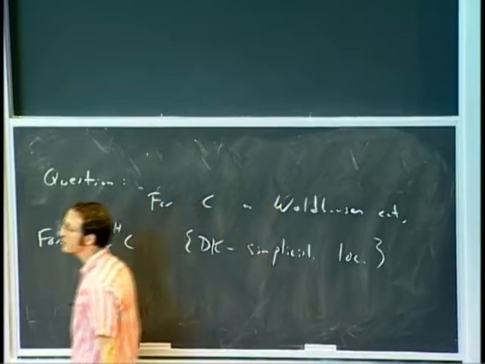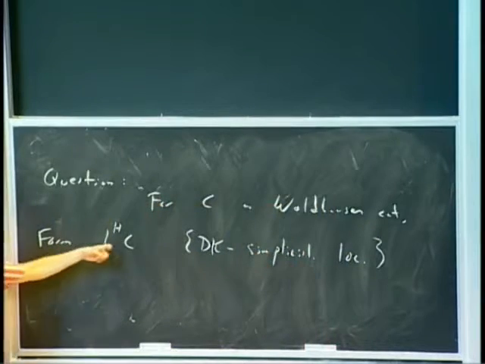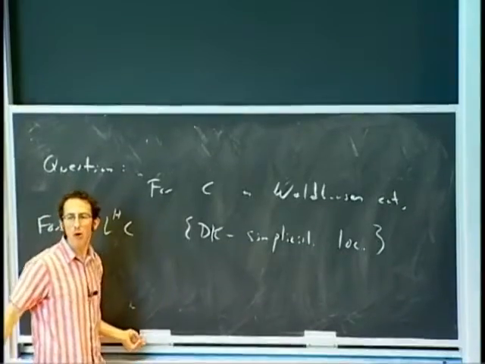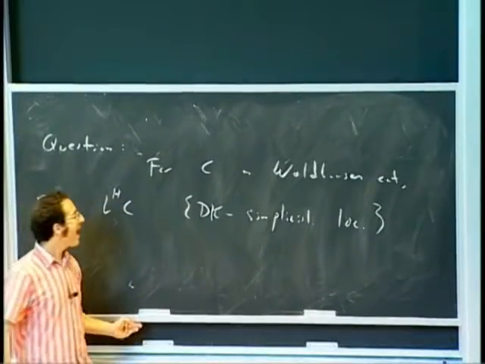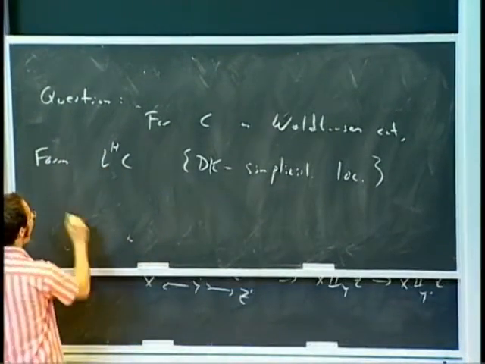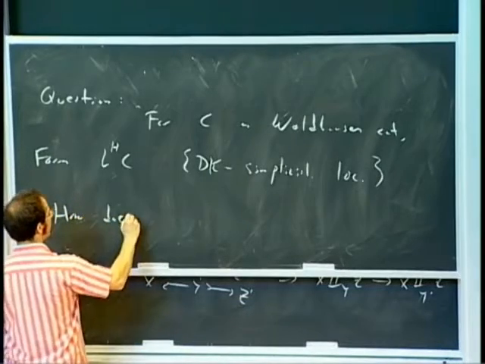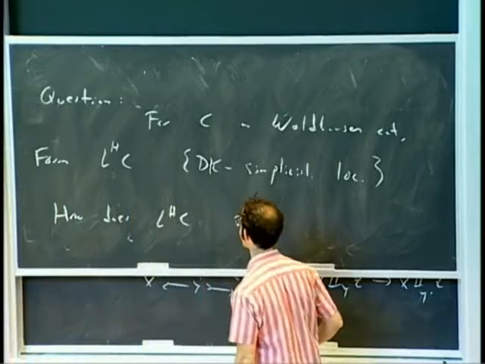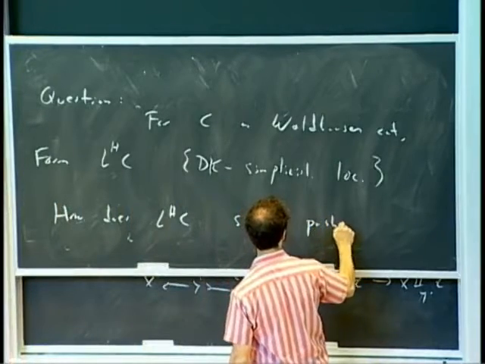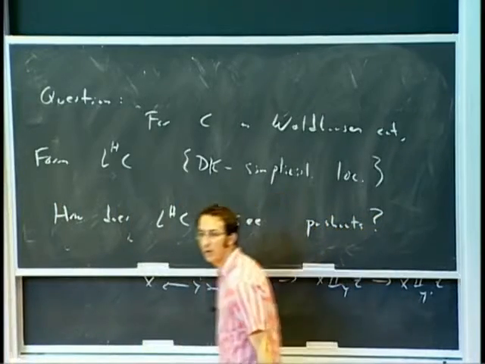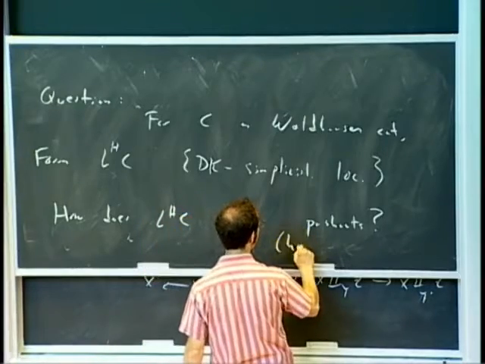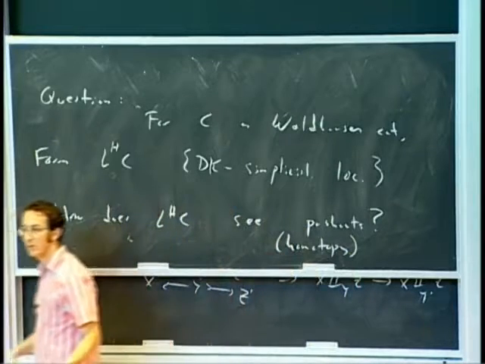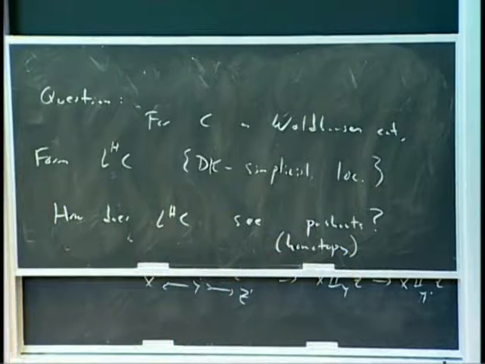And one thing that's interesting to ask yourself is, it turns out that this data is just as good as having the Waldhausen category, for the most part. And one of the things to ask yourself is, how does LHC see pushouts? Or I should say, homotopy pushouts, right? And this is a very interesting question.